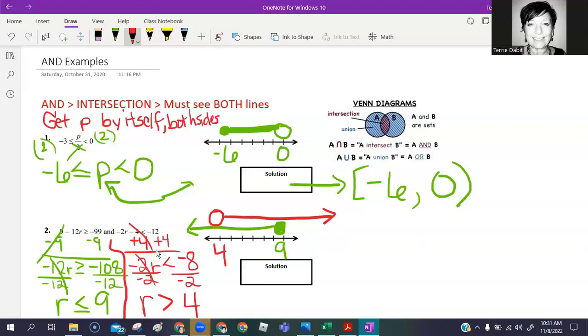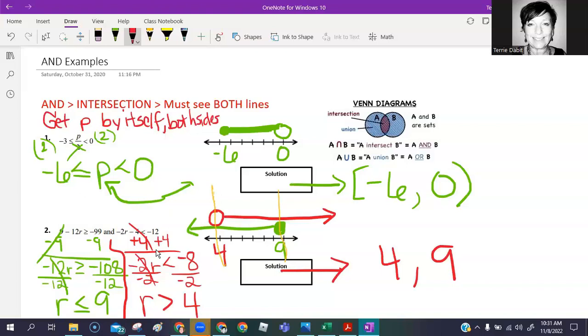Okay, you've got to remember that you have to see both graphs. The only place you see both graphs is between that 4 and that 9. What's to the left of the 4 and what's to the right of the 9 does not apply to this situation because we're doing and problems. And so the only place where you see both of them is from 4 to 9.